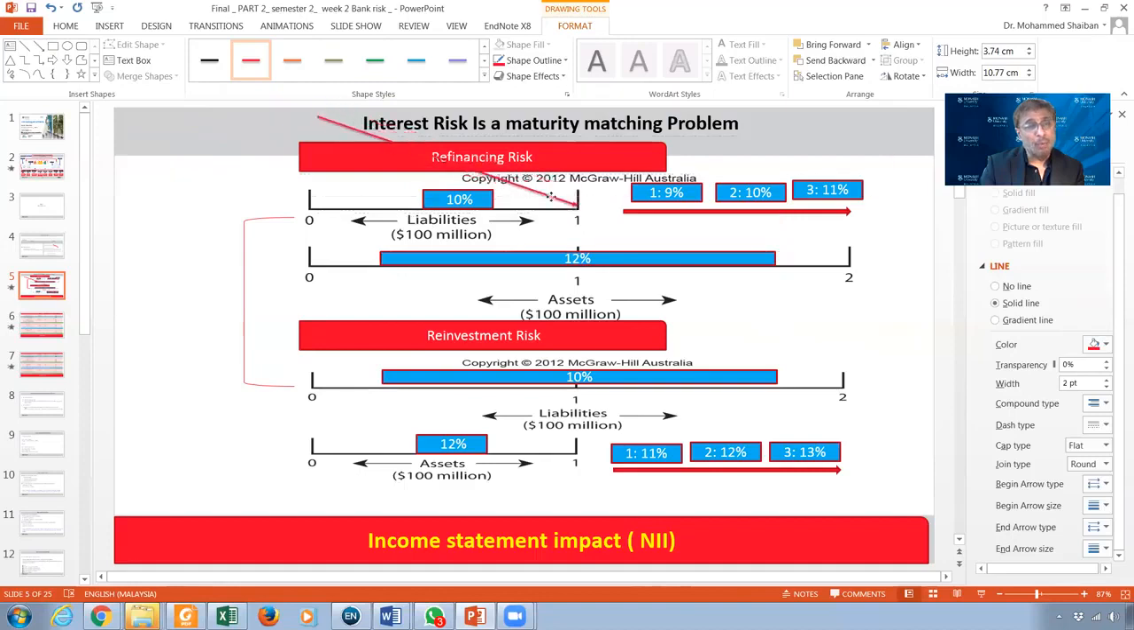Either I ask them to keep it for 1 year more, or I can get some other depositors to give me their 100 million, and I continue because the money is locked in the loan. I can always get other deposits, or I can always roll over those deposits. Until now, everything is fine.